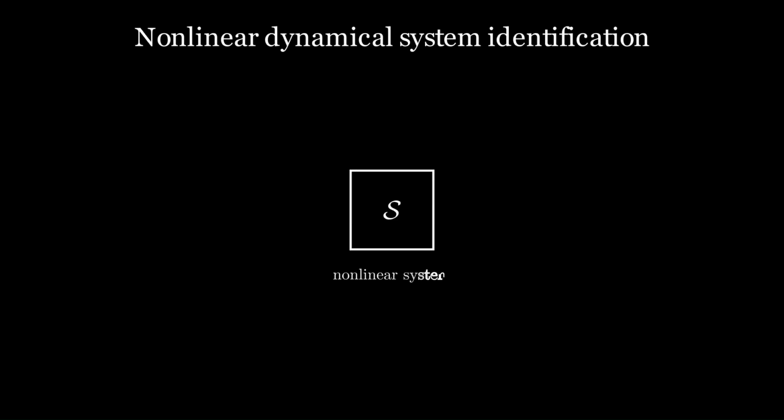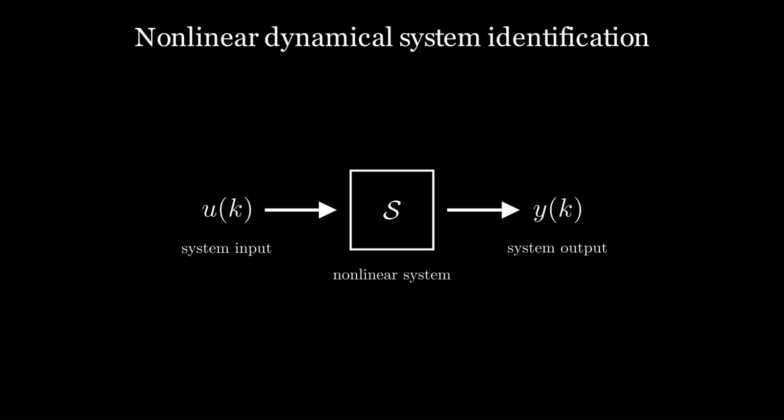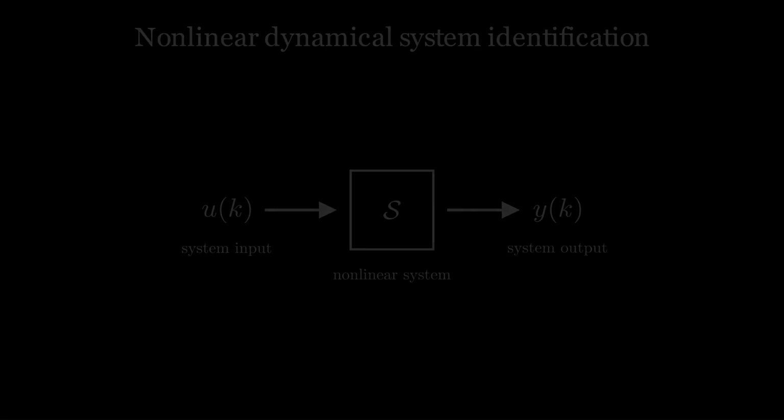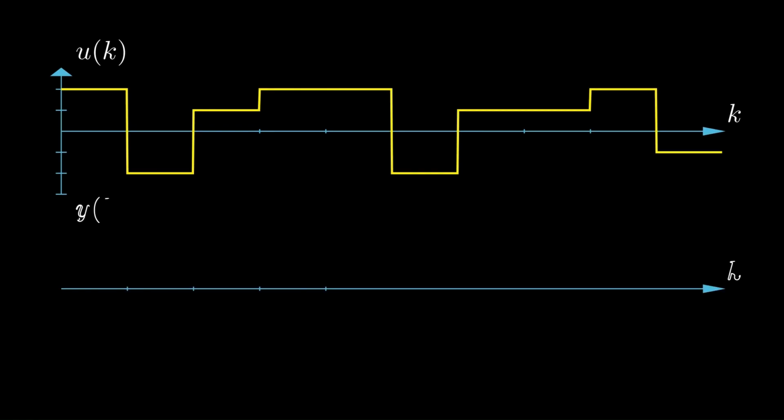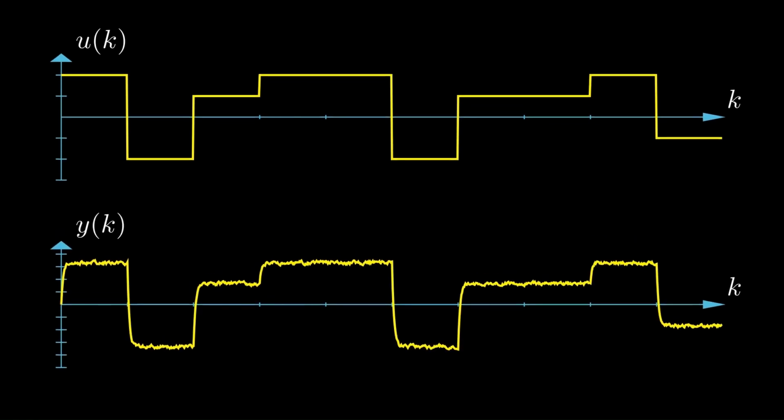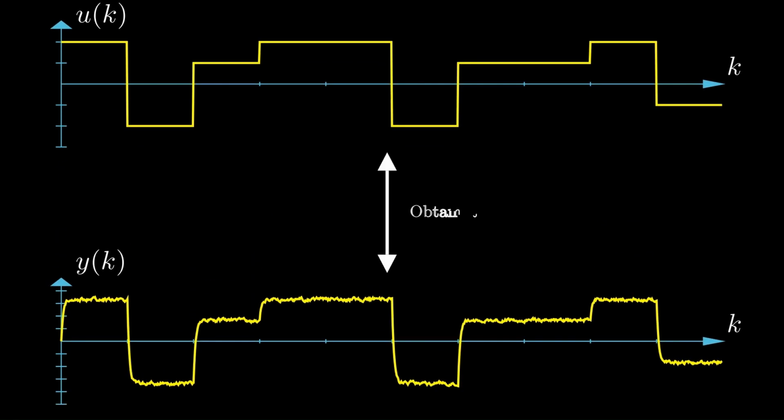The problem consists of a nonlinear system S having an input U and a measured output Y. We apply to the system a properly designed input signal and we measure the corresponding output. From this data, our goal is to build a mathematical model of the system.